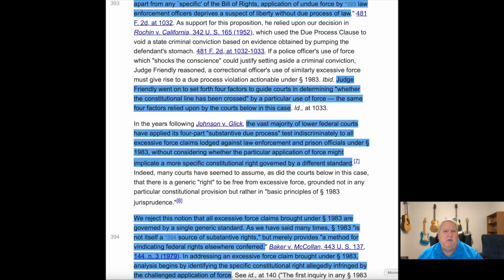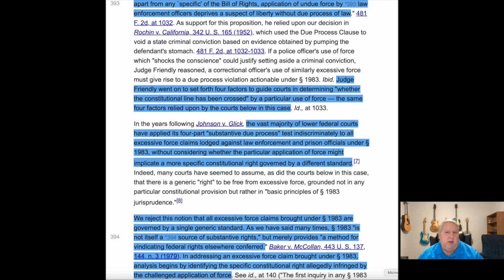If a police officer's use of force, which shocks the conscience, could justify setting aside a criminal conviction, Judge Friendly reasoned, a correctional officer's use of similarly excessive force must give rise to a due process violation actionable under Section 1983. Judge Friendly went on to set forth four factors to guide courts in determining whether the constitutional line has been crossed by a particular use of force. The same four factors relied upon by the courts below in this case, and the ones we just went over.